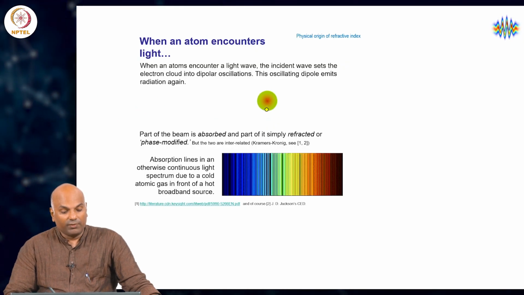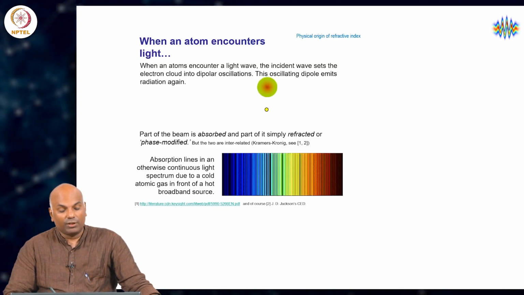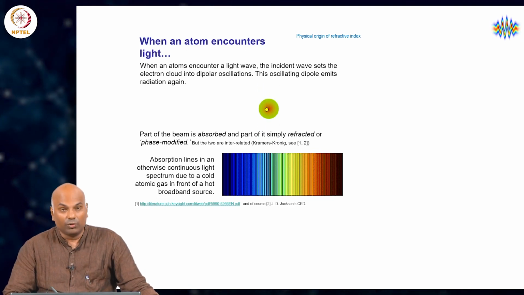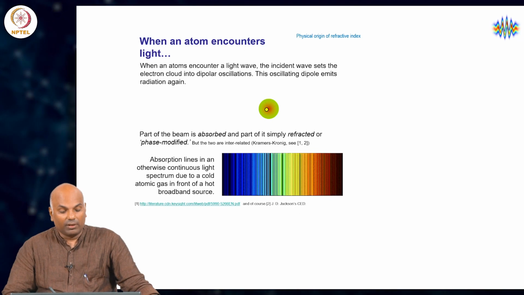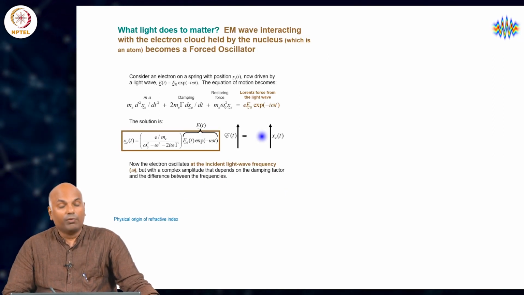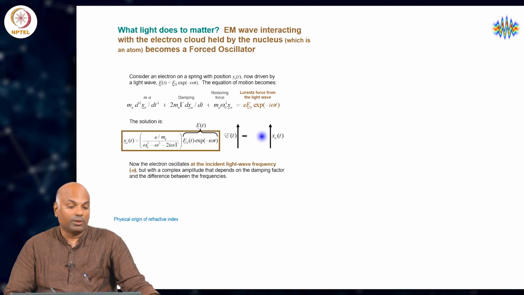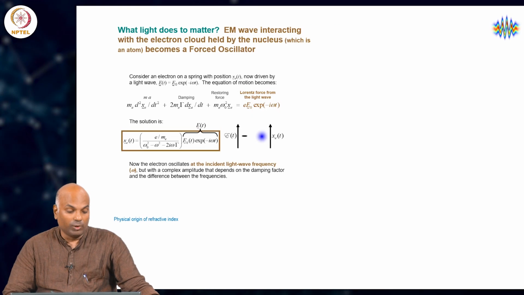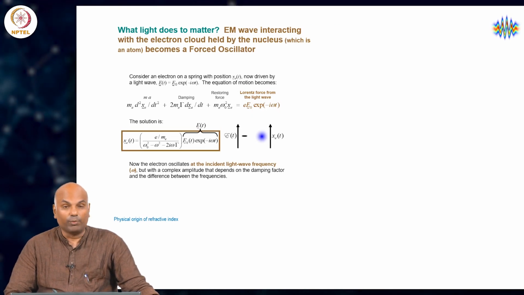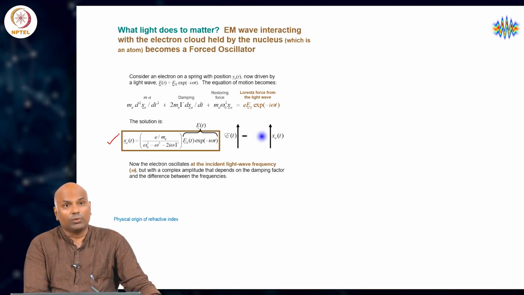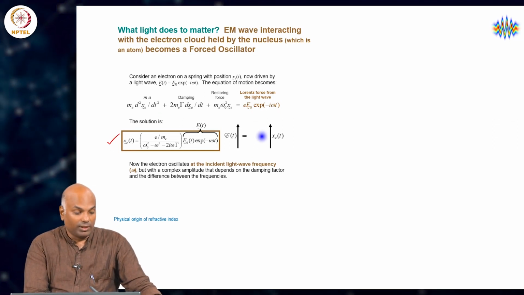So, as always we are now considering the interaction of light with an atom, and this is an exaggerated cartoon of the same process, where light sets the electron cloud into dipolar oscillations, which we model using the driven damped oscillator model. Here the oscillator is still harmonic. So, if the driver is at a frequency omega, then the displacement x is also oscillating with the same frequency omega.